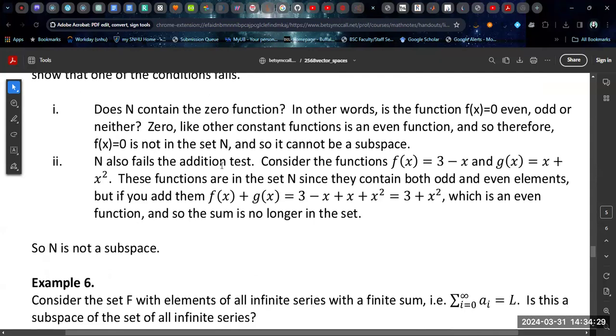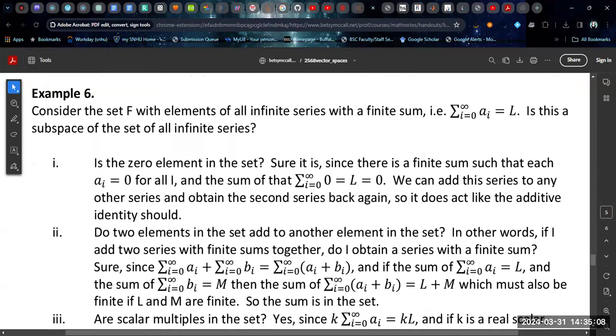This also fails the addition test. If you add a function like 3 minus x and x plus x squared together, these functions are both in N. But if you add them together, the x elements are going to cancel out, and you end up with an even function, which is not a neither-type function, and therefore it's not in the set. So this fails the addition test. It's not closed under addition as well. So this is not a subspace.